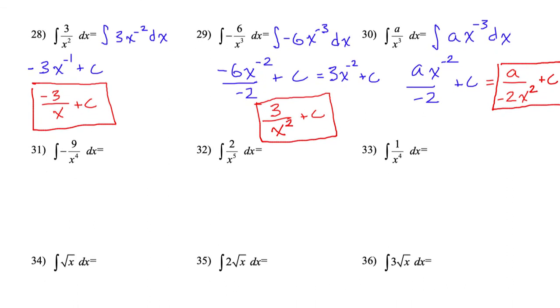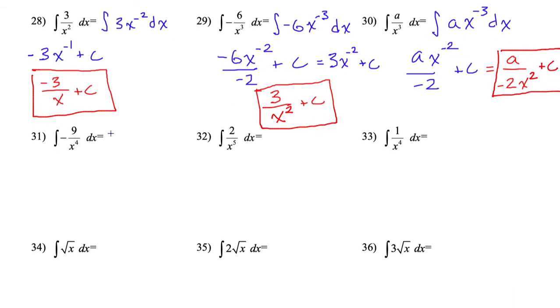Number 31. Again, rewriting this form. I still have -9, and this x to the power 4 is being brought up, so it's x to the power of -4 now, dx. From here, I'm going to take the antiderivative, so I'm going to rewrite this as -9x. It was a -4. I'm going to add 1 to that. It becomes -3, and then divide down by that -3. Don't forget your plus c.